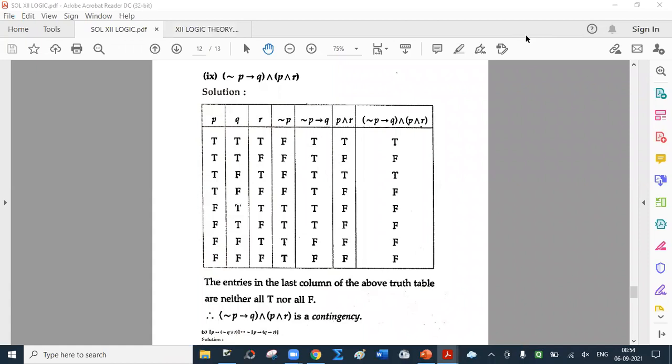Now, ninth one, negation P implies Q and P and R. So 3 statements are involved. So how many? 2 into 2 into 2, 8 combinations are possible. So first 3 columns P, Q, R, then not P implies Q, then P and R, and finally their conjunction. So here you will notice that some entries are true, some are false. So the statement pattern is a contingency.